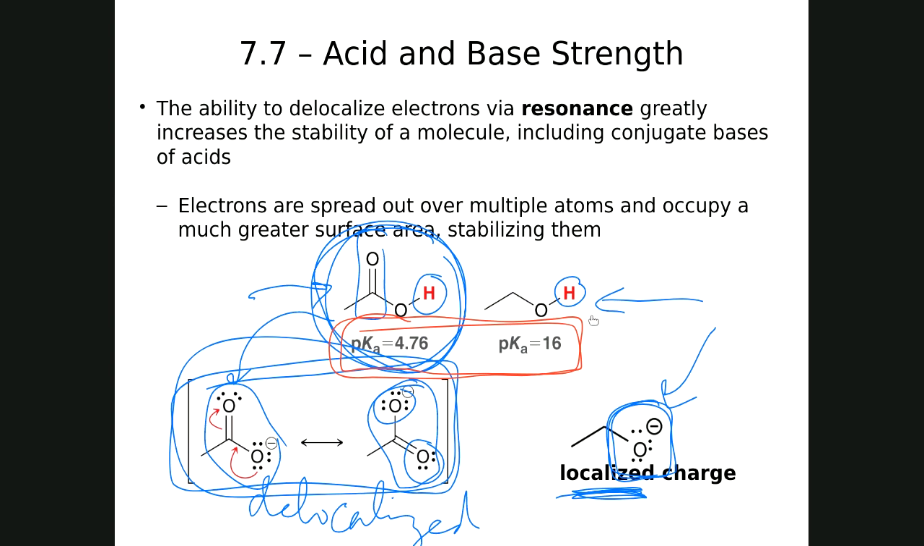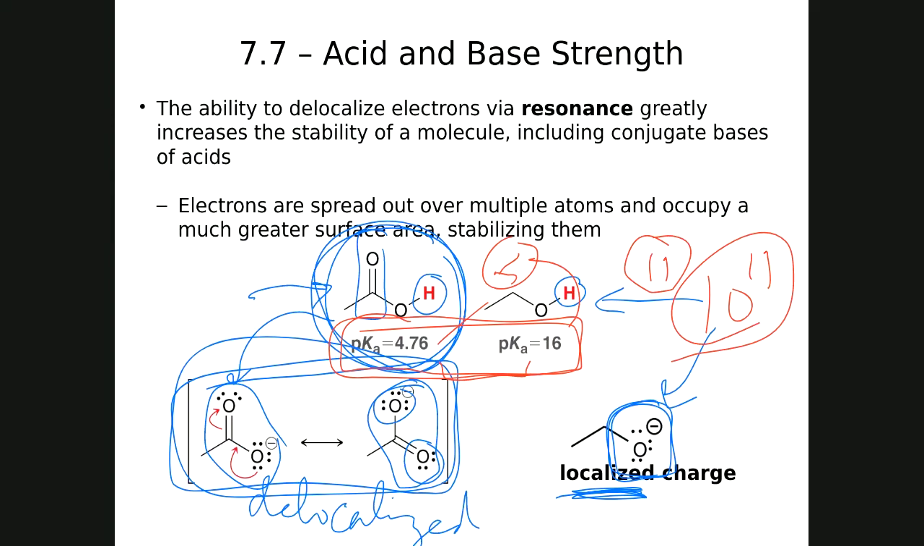If you round this one to 5, the difference between the two pKa's, 16 and 5, is 11. So what does that mean? It means there's a 10 to the 11 orders of magnitude difference in acidity. So acetic acid is 10 to the 11, which is 100 billion times more acidic than ethanol. And that has entirely to do with the ability of the conjugate base of acetic acid to delocalize that charge, making that structure much more stable, and therefore making the corresponding acid a more acidic compound.